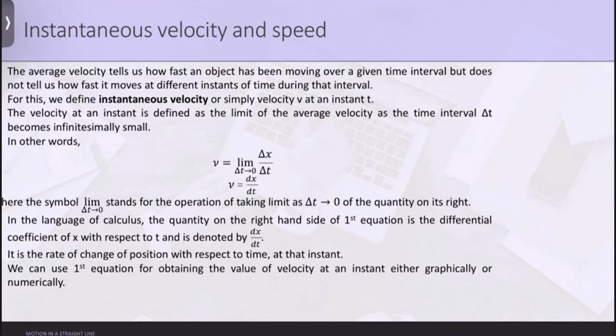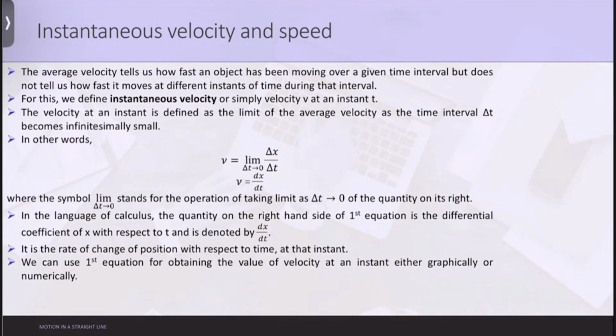So now, the velocity at an instant is defined as the limit of the average velocity as the time interval delta t becomes infinitesimally small. Mathematically, v is equal to delta x by delta t, as we already know. But as we need delta t to be very close to zero, the mathematical form is to write limit delta t tending to 0. So that is how we explain this situation.